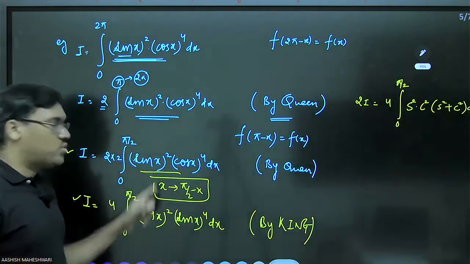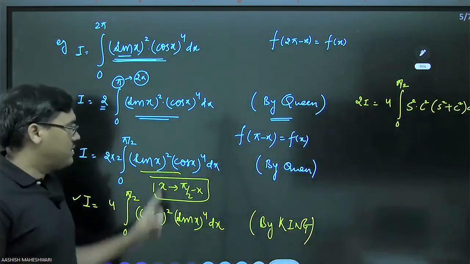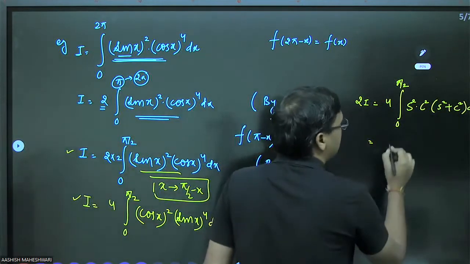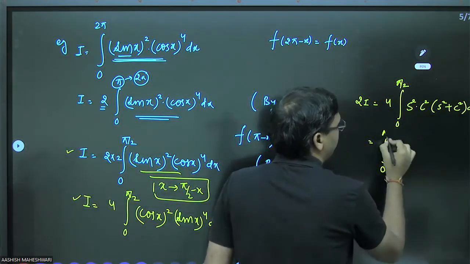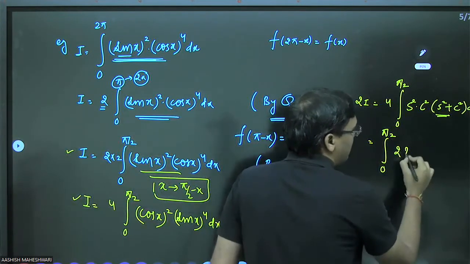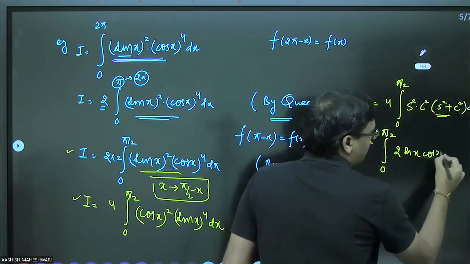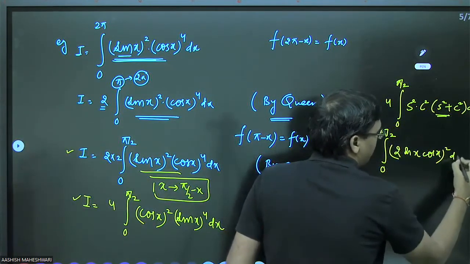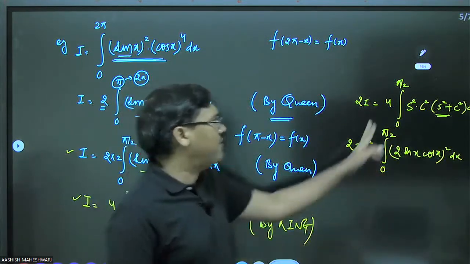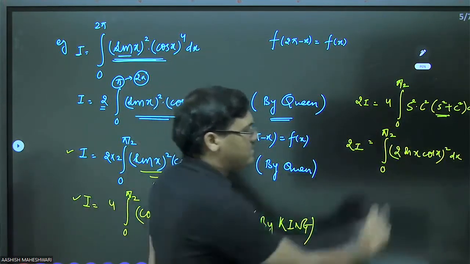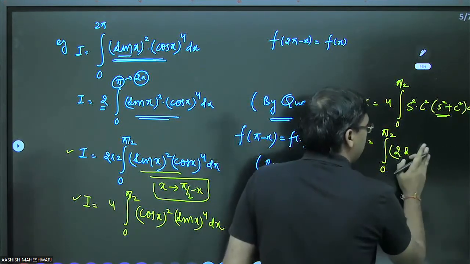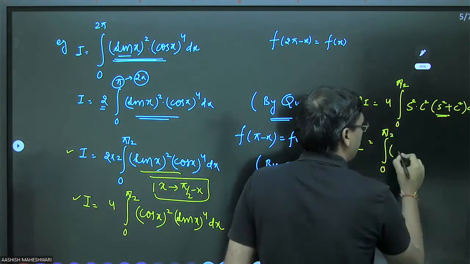If I add these two, sin square x and cos square x are common, and sin square x plus cos square x will be equal to 1. So this is basically 0 to pi by 2, this is 1, and what is this? This is 2 sin x cos x whole square. This is equal to 2I, I have taken this 4 also inside. Now this 2 sin x cos x is sin 2x, so I can directly say this is equal to sin 2x whole square.